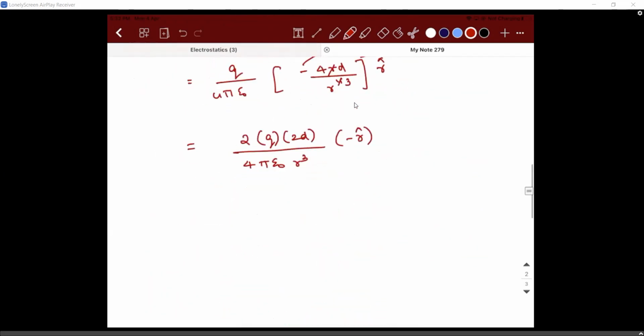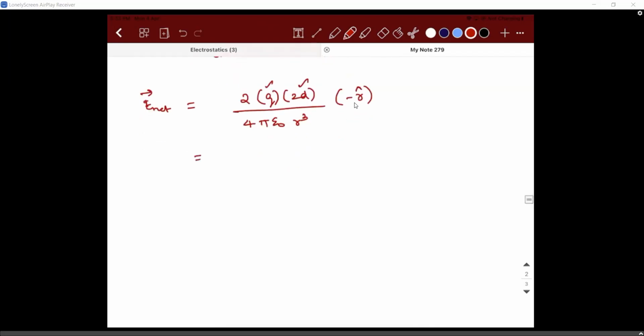So this is the value of the net electric field, a vector quantity. Now see what I'm going to do. What does this Q into 2D stand for, according to the definition? Did they give you the symbol used for dipole moment? It is P. Did you write it down? So this is 2P divided by 4 pi epsilon naught R cube into minus R cap. Don't be in a hurry to cancel 2 in the numerator and denominator. Now you can ask me what is this minus R cap?